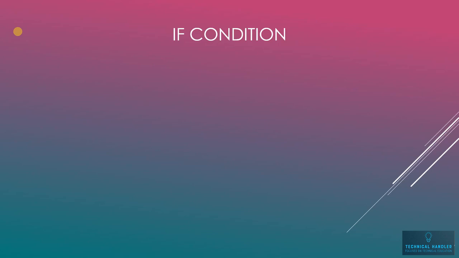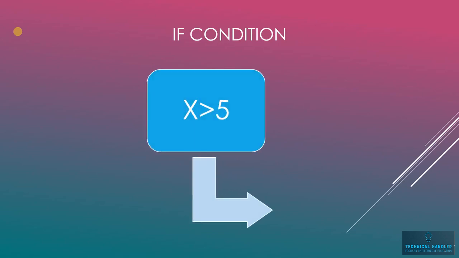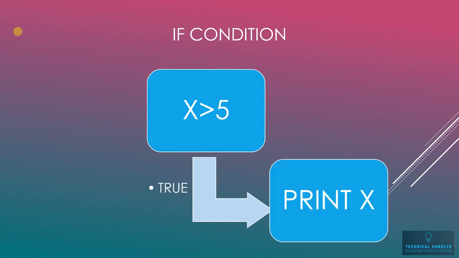Now the basic logic behind the if statement is that there will be a condition, and if the value of that condition is true, then the following set of statements will be executed. Now here is a flowchart which shows an example. If the value of x is greater than 5, then we will print the value of x. So this is the logic behind the if condition. That is, if the condition inside the if is true, then the statements inside the if statement will be executed.